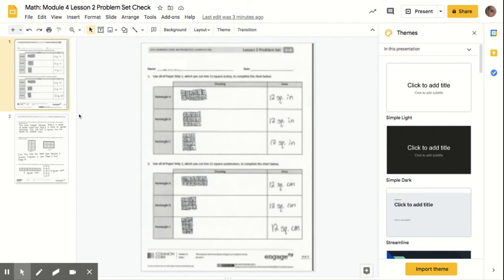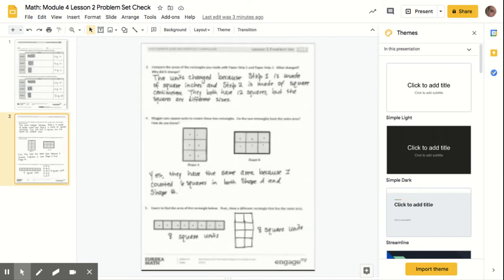So that should be on your work. So your rectangles may look a little different. However, your answer should be the same as this. And then if we go to page 140, number 3 says, compare the areas of the rectangles you made with paper strip number 1 and paper strip number 2. What changed and why did it change?